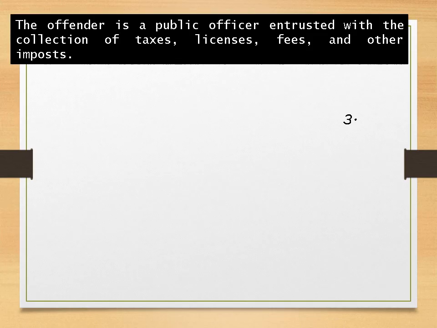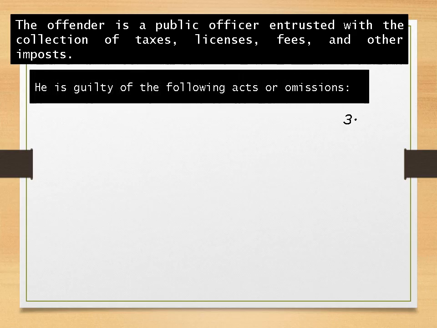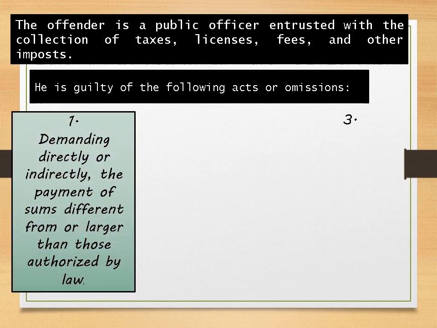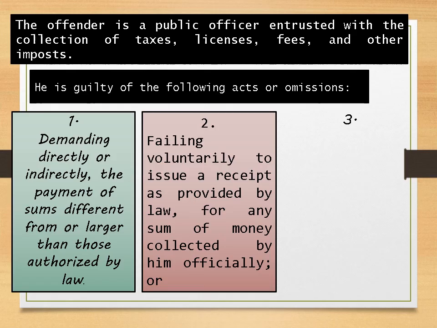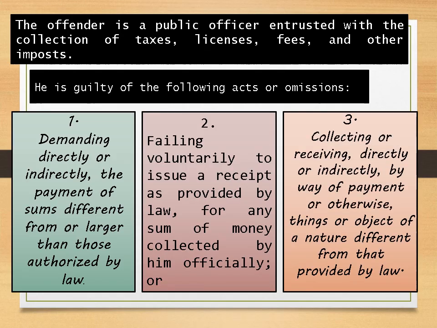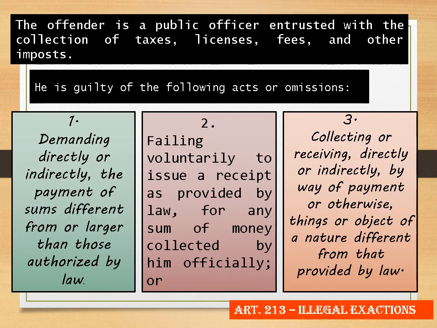Okay, so this is your illegal exactions. The elements are the following. Number 1, the offender is a public officer, and that public officer has the responsibility, or is entrusted with the collection of the taxes, the licenses, the fees, and other imposts. And second, he is guilty of any of the following acts or omissions: number 1, he demands directly or indirectly the payment of sums different from, or larger than, those authorized by law. Second, he fails voluntarily, take note of the word voluntarily, to issue a receipt as provided by law for any sum of money collected by him officially. And last, he collects or receives directly or indirectly, by way of payment or otherwise, things or objects of a nature different from that provided by law. So this is your Article 213, illegal exactions.